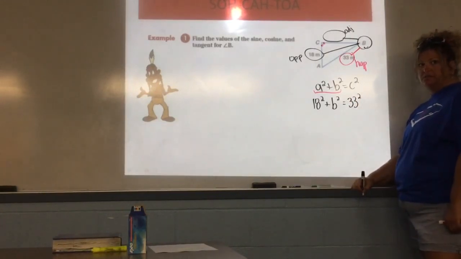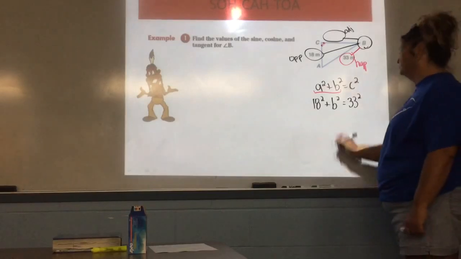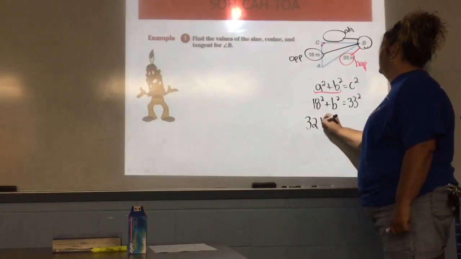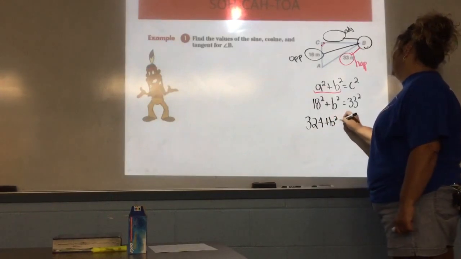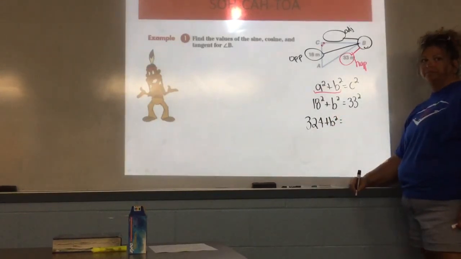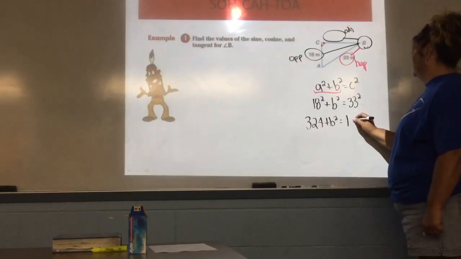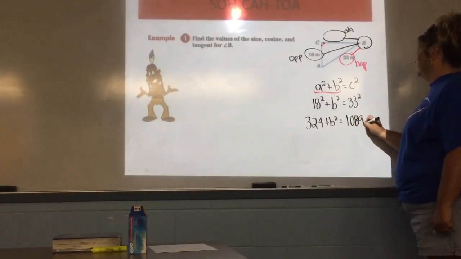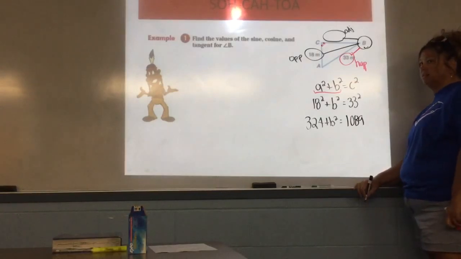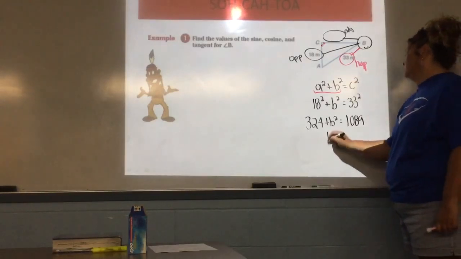Okay, so we're gonna need a calculator here because I have no idea what 18 squared is. It's actually 324. 33 squared? 1,089. Okay, how do I start getting B by itself? Okay, so B squared equals?